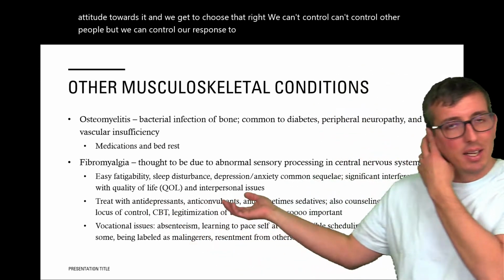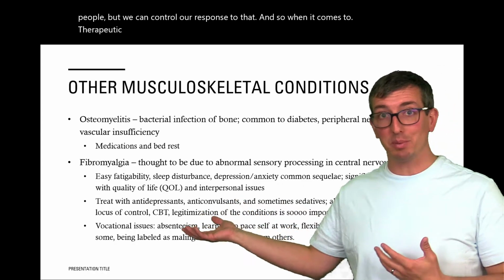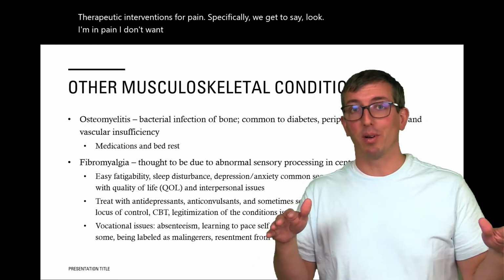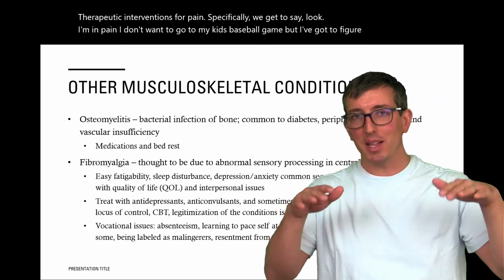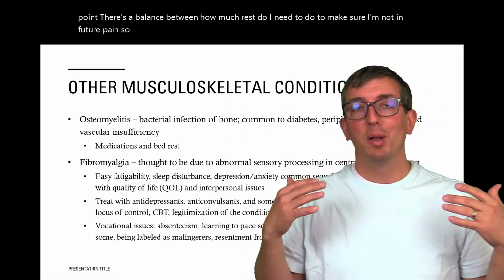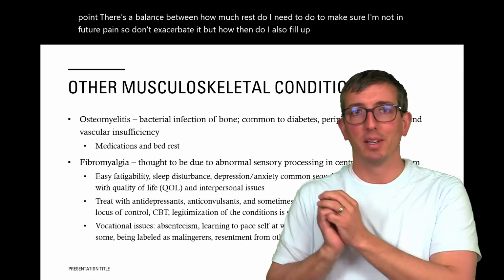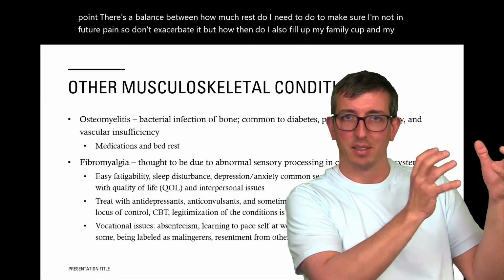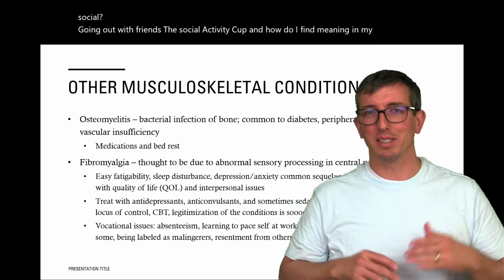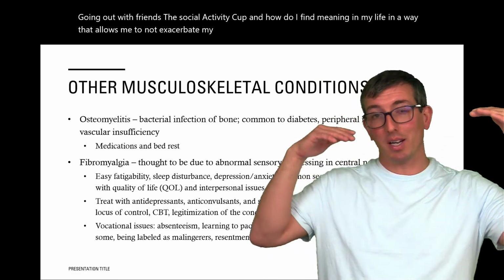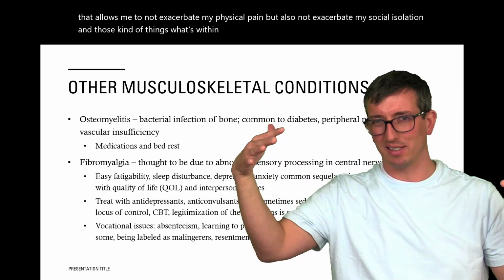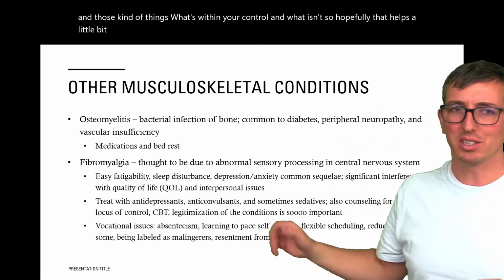And so when it comes to therapeutic interventions for pain specifically, we get to say, look, I'm in pain. I don't want to go to my kid's baseball game, but I've got to figure out at some point there's a balance between how much rest I need to make sure I'm not in future pain, so I don't exacerbate it, but how then do I also fill up my family cup and my social cup, going out with friends? And how do I find meaning in my life in a way that allows me to not exacerbate my physical pain, but also not exacerbate my social isolation? What's within your control and what isn't? So hopefully that helps a little bit with those parts that just kind of get briefed over.